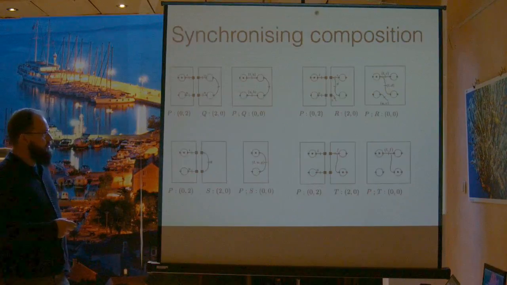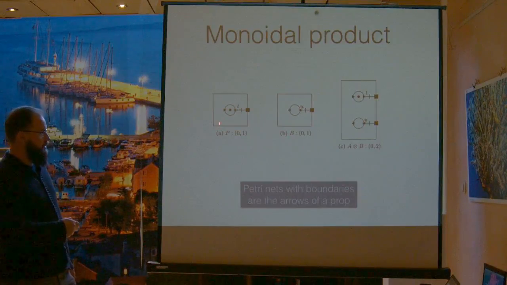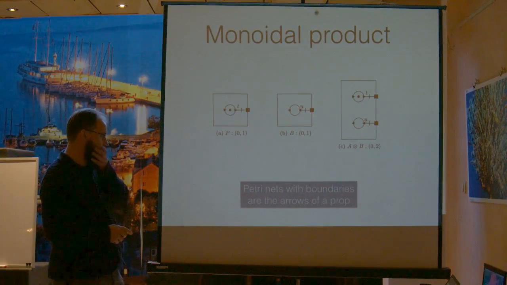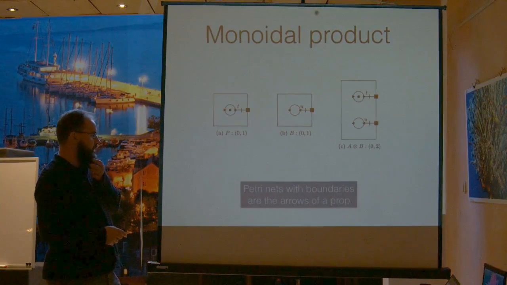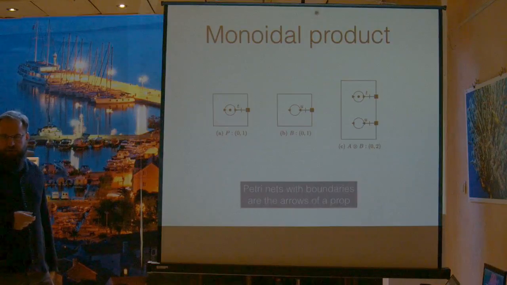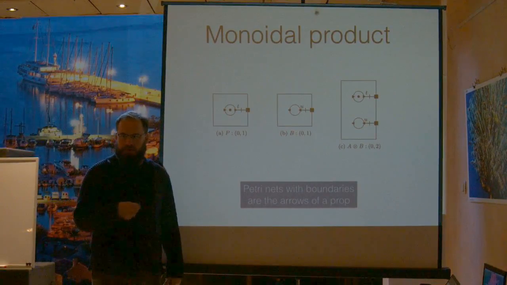Okay, so that was the categorical composition, right? Now the monoidal composition is just stacking. There's nothing really to say. It's simple. So this gives you a prop, right? So it's a strict symmetric monoidal category with objects natural numbers, where the monoidal product is addition.